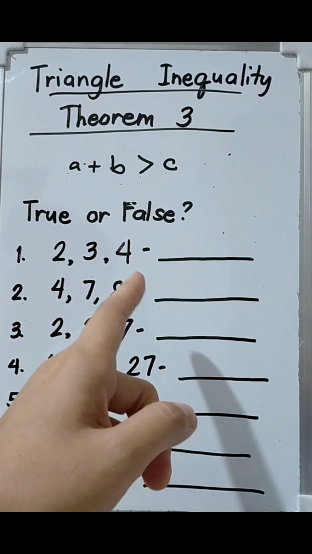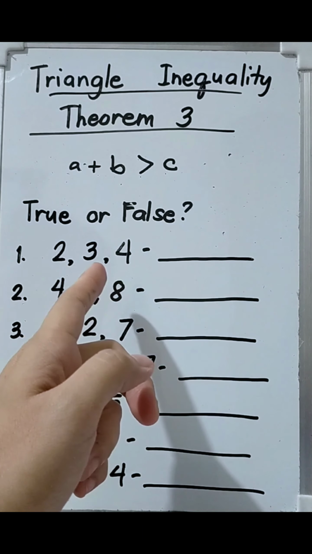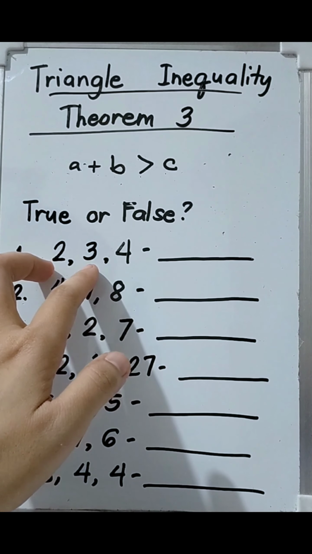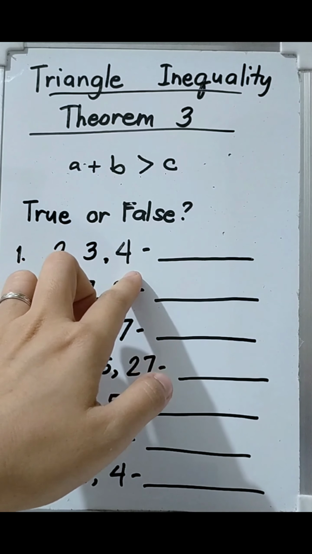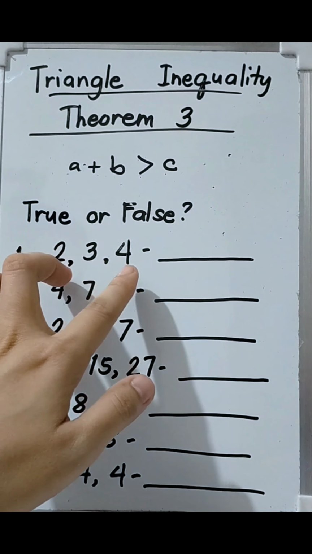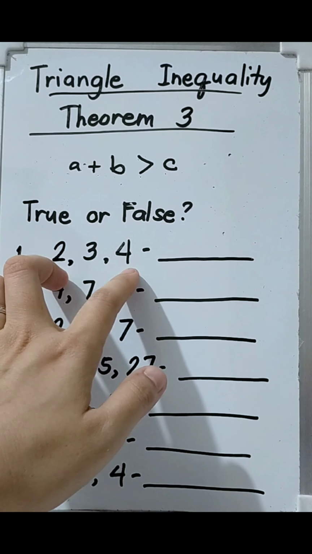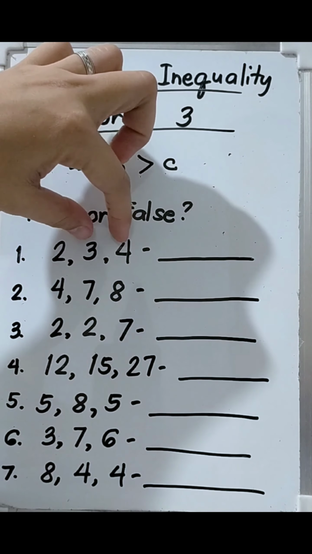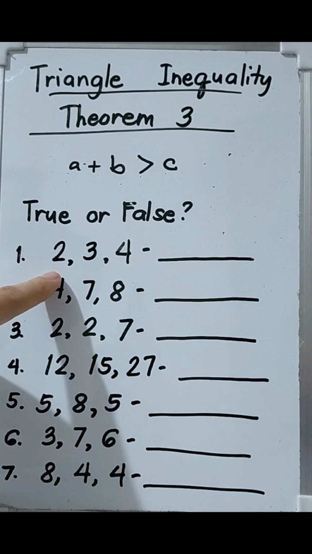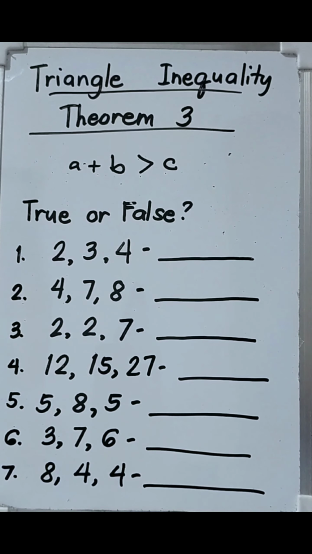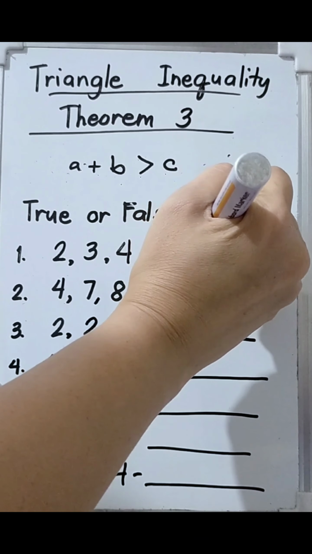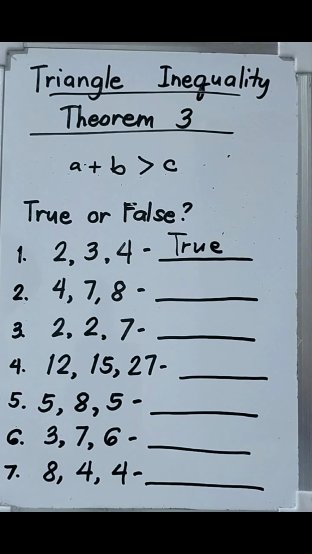2, 3, and 4 ang given. So, titignan natin kung ito nga ay measurements ng triangle, sides ng triangles. Okay, let us add this. 2 plus 3 is equal to 5. It is greater than 4. Okay, check yon. Next is 2 plus 4 is 6. It is greater than 3. Okay, check yon. Next is 3 plus 4 is greater than 2. Okay, check yon. Ibig sabihin, number 1 is true.